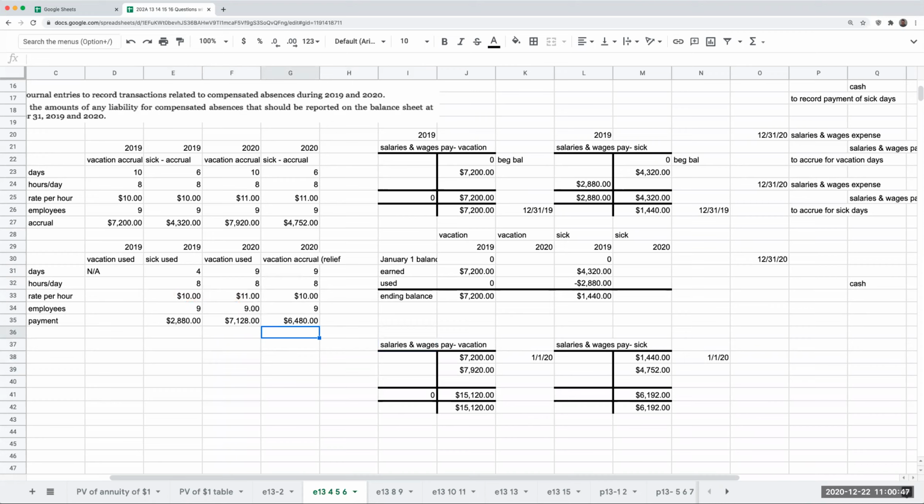If you think about this, the total amount of my accrual from last year was 7,200 divided by 10 days. This is my accrual per day for vacation. So the amount of the accrual that I'm going to relieve is 6480. That's where I'm getting that number, because I'm using 9 days at 720 a day under the old rate.